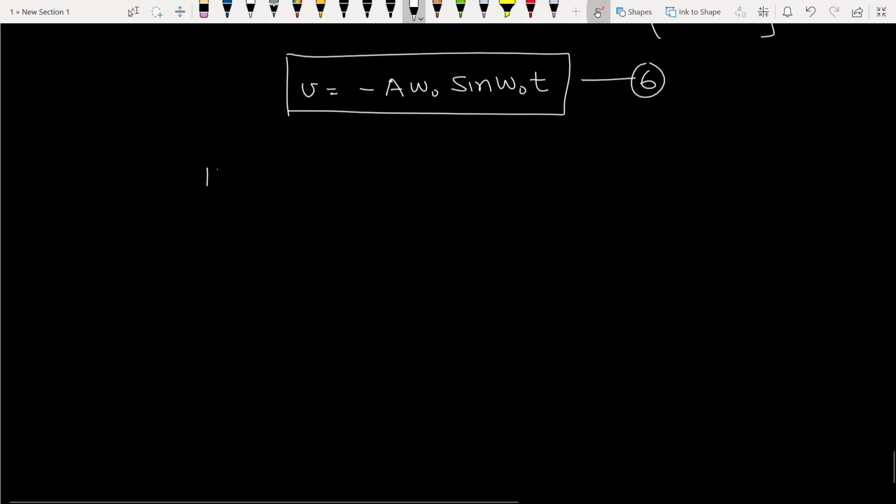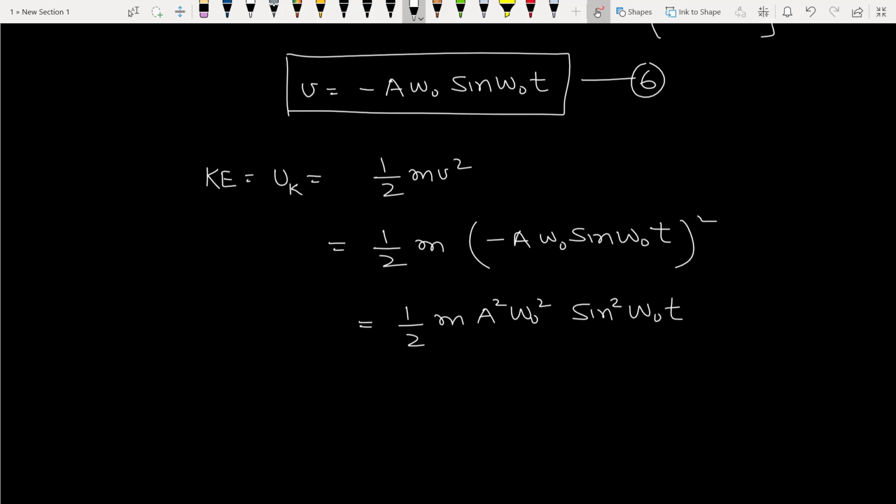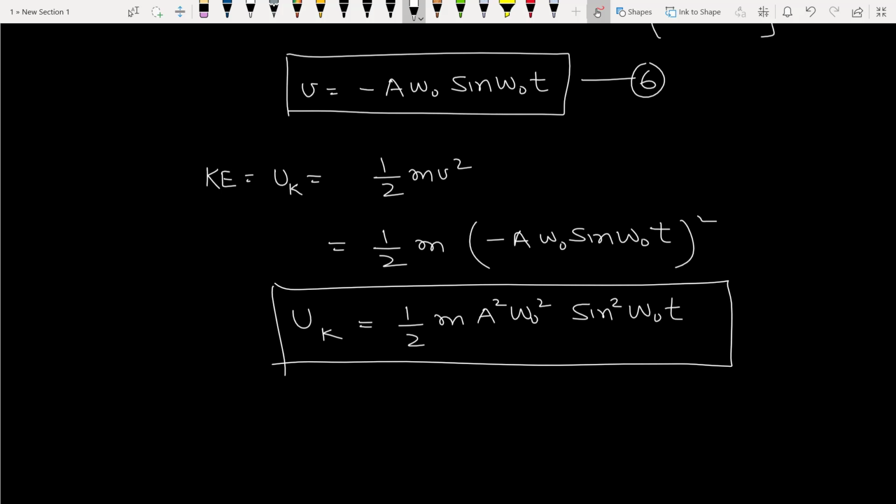We will be needing this later on as well. So kinetic energy, we express it with the UK symbol, half mv square. So here we substitute the value of velocity from equation number 6, and when we solve it, it is half m a square omega naught square sin square omega naught t. So this is the expression for kinetic energy. We mark this as equation number 7.